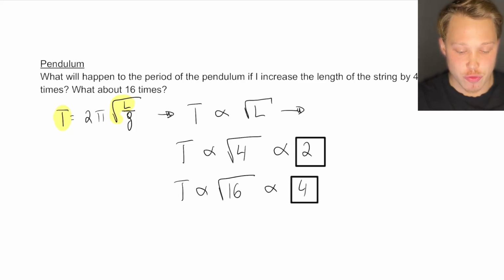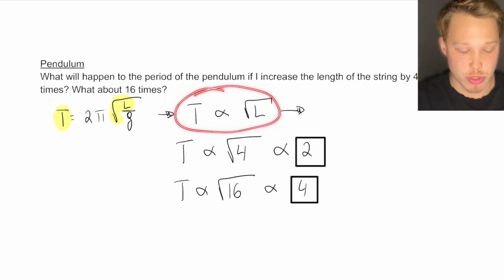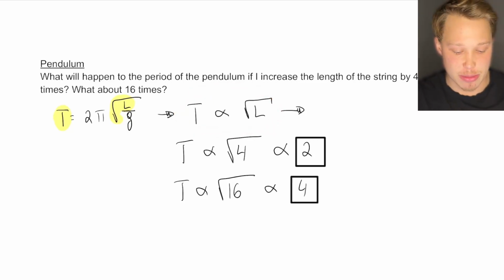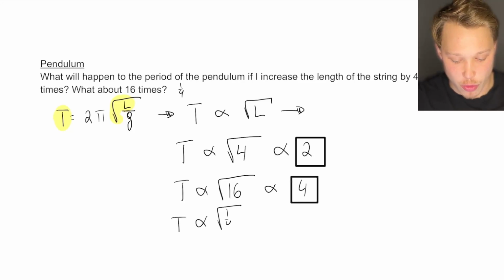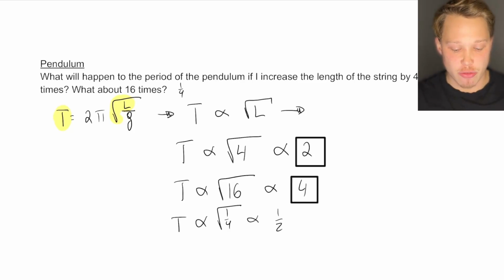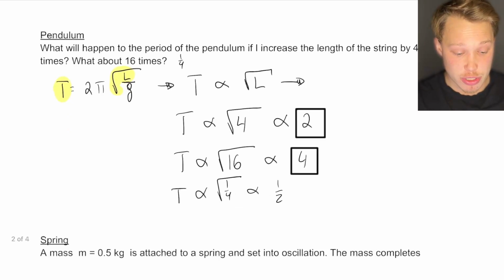This proportionality sign is a really useful tool. Let's say, for example, my length was decreased to 1/4. I would plug in 1/4 and my period would change by a factor of 1/2. So it simplifies the algebraic calculation. A lot of these questions could show up, for example, in the multiple choice section of your exam. Right, now let's take a look at calculating the period for the spring.